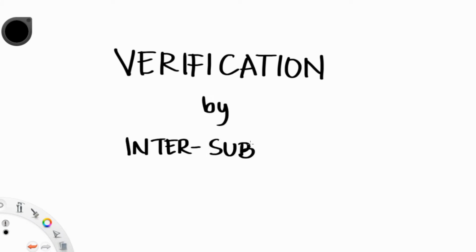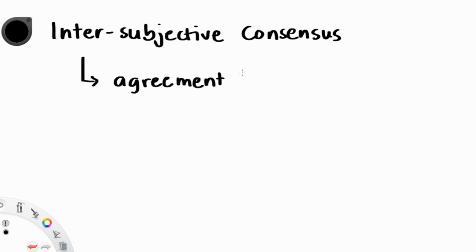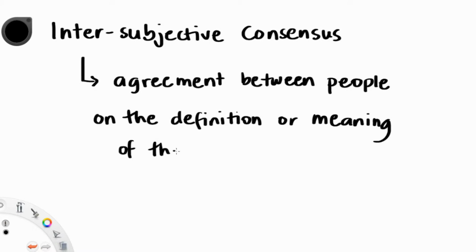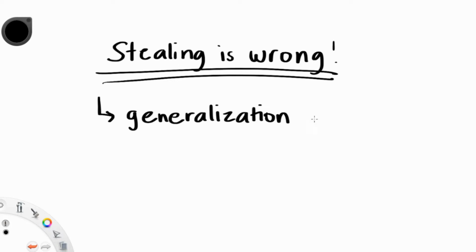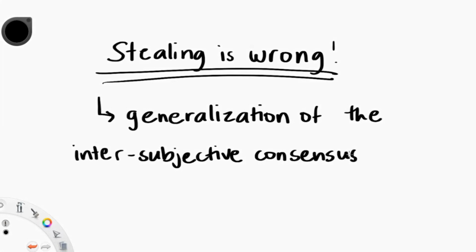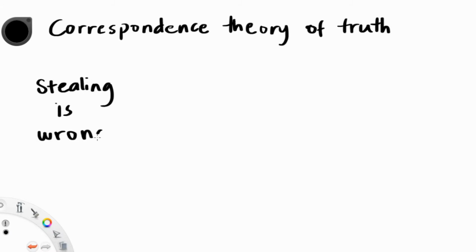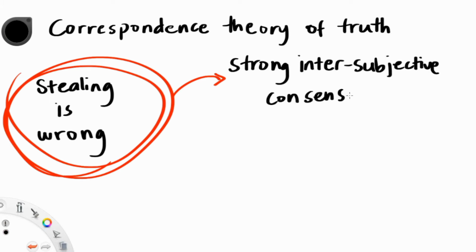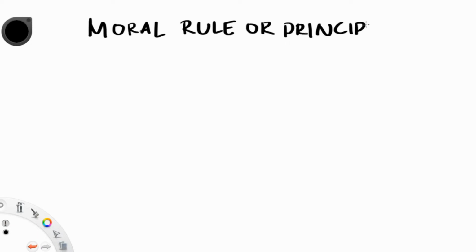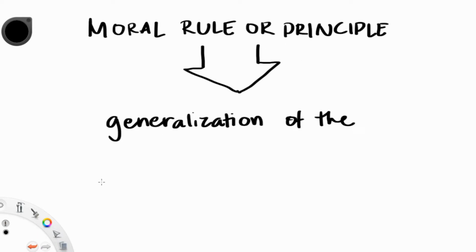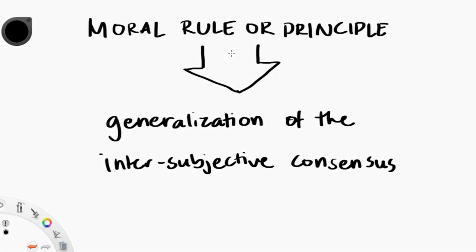Verification by intersubjective consensus. Intersubjective consensus is the agreement between people on the definition or meaning of the situation. Example is the claim, stealing is wrong. This claim is a generalization of the intersubjective consensus of the people playing a language game while sharing a form of life. Using the correspondence theory of truth, we can verify that this claim, stealing is wrong, is supported with a strong intersubjective consensus and correspondence to the value or moral system of the concerned audience. The moral rule or principle is a generalization of the intersubjective consensus of the people playing a language game and sharing a form of life.